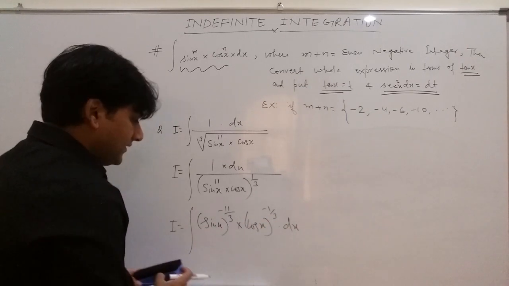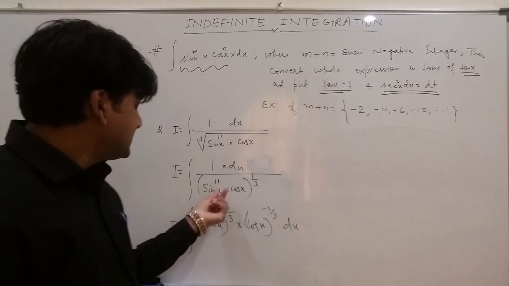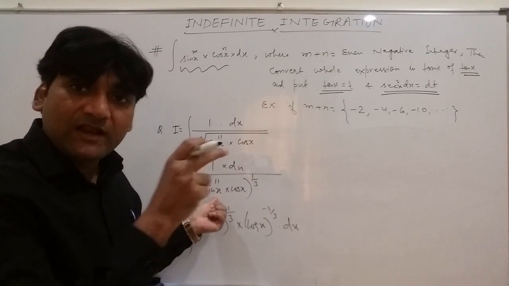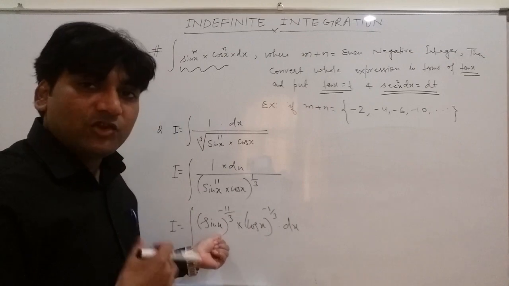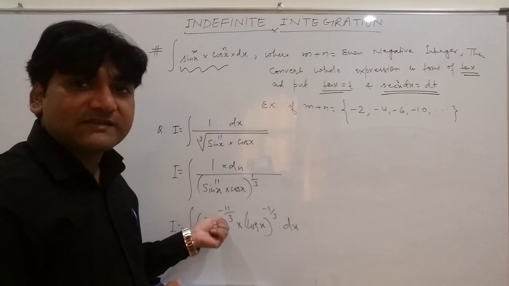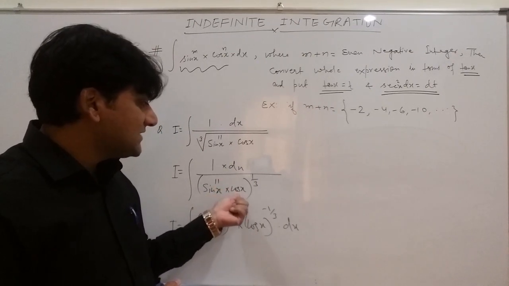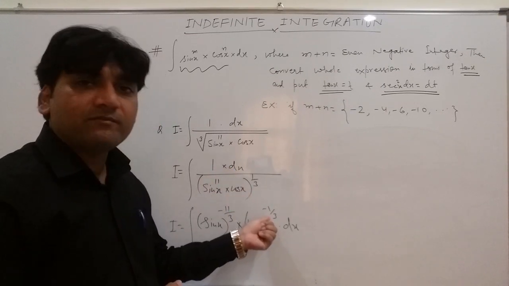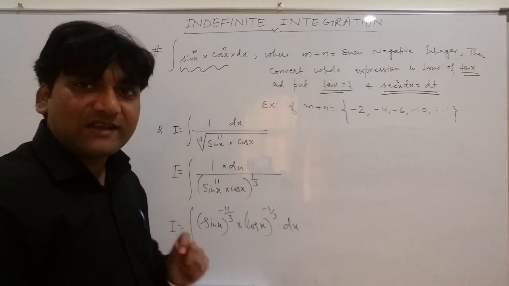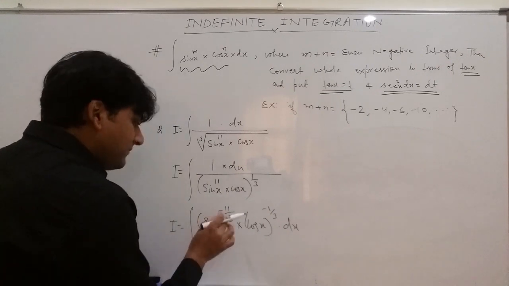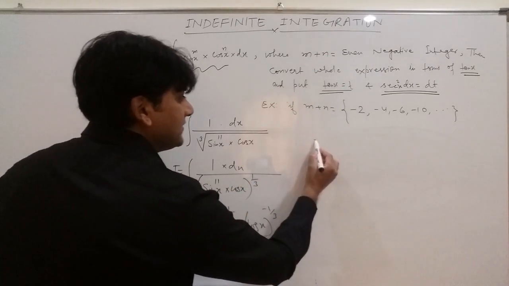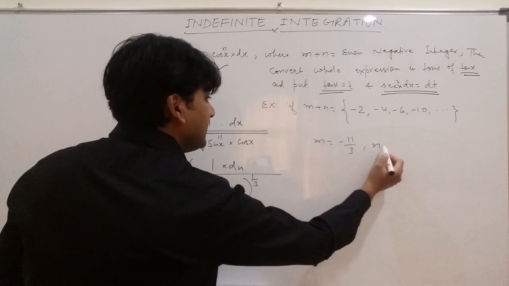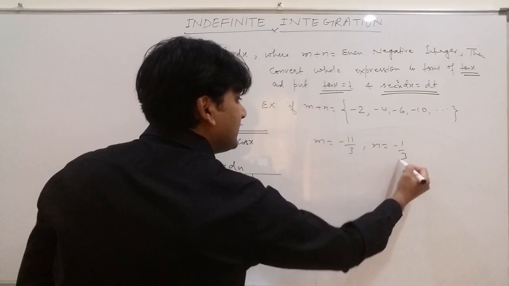Okay, what is this? Sin x raised to 11 times 1 over 3, so sin x raised to 11 over 3. But if you take it into the numerator, then you have to put a minus sign over here. Similarly, cos x raised to 1 over 3; if you take it into the numerator, then you have to put minus 1 over 3. Now let us understand what m and n are. So m is minus 11 over 3 and n is minus 1 over 3.